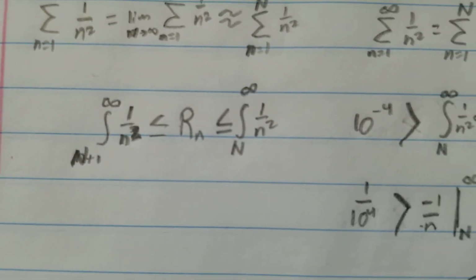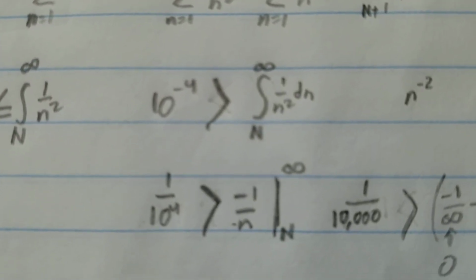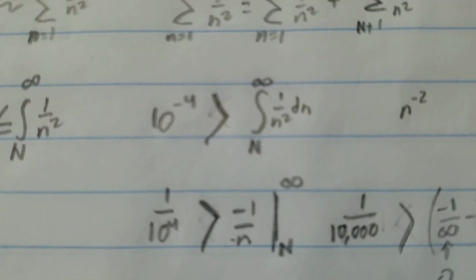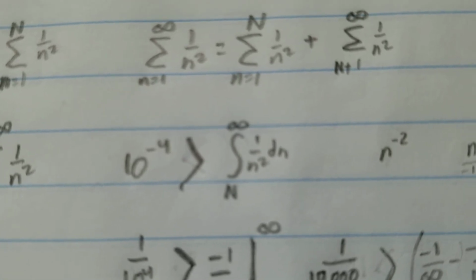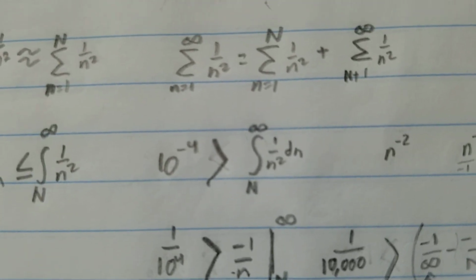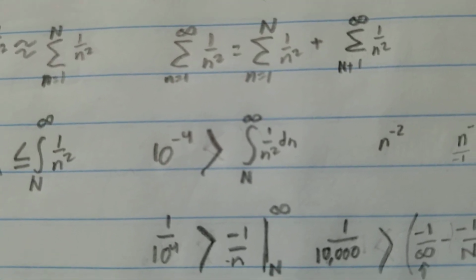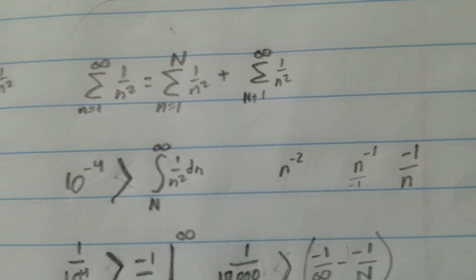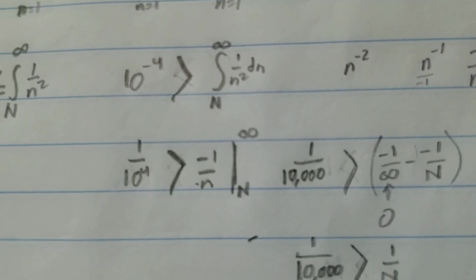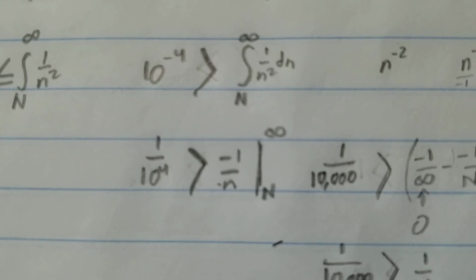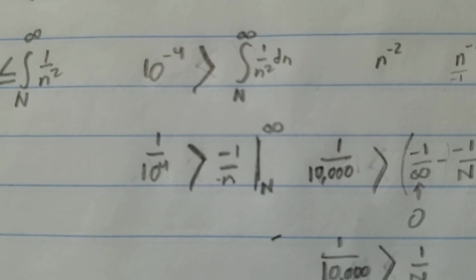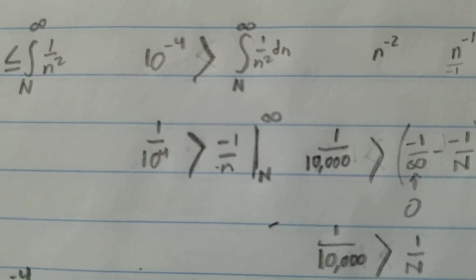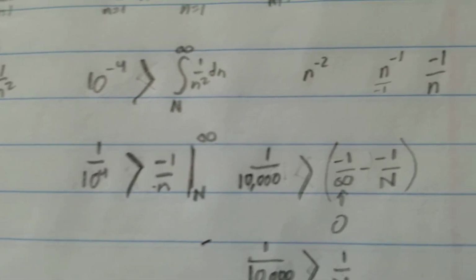equal to the other. So here we'll go that we want the error to be less than 10 to the negative fourth. So we'll take the integral from n to infinity of 1 over n squared dn, which will give us negative 1 over n is less than 1 over 10 to the fourth, and we'll do that evaluated between n and infinity. So we'll end up with this nice little guy right here.